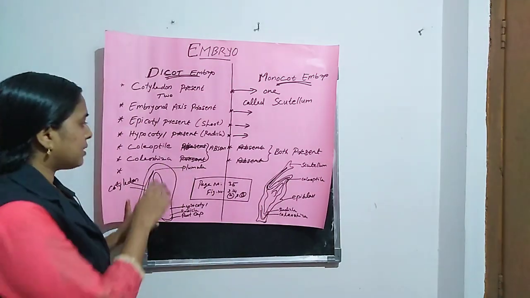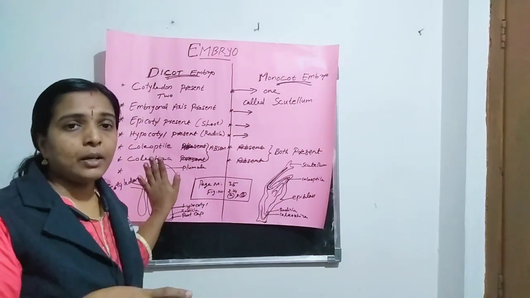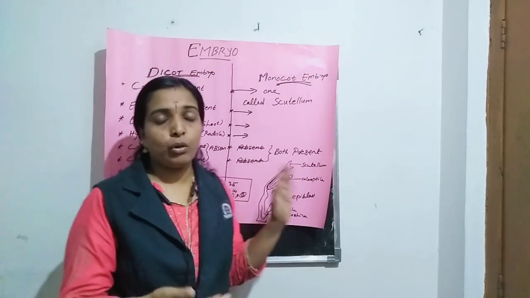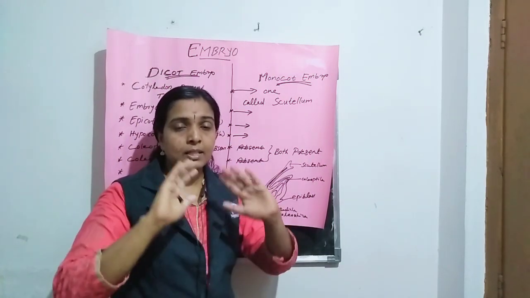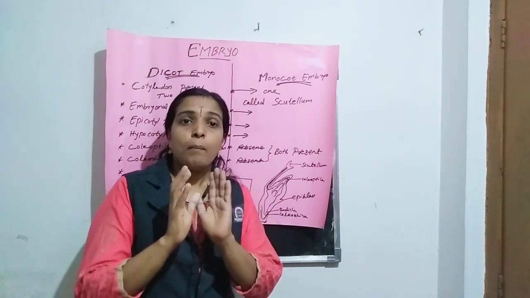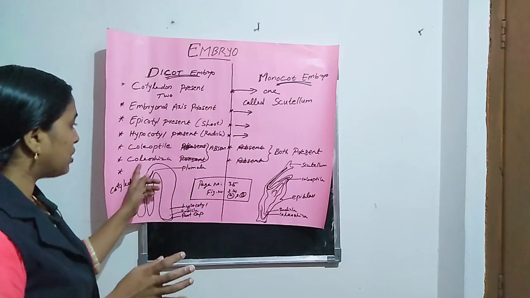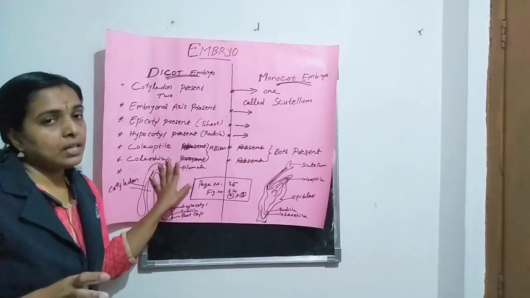Coleorhiza means R is here. Coleorhiza is absent in dicot and present in monocot. What is coleorhiza? An undifferentiated sheath-like structure that covers the radicle portion of the monocot embryo. That is what is coleorhiza. These two structures are found only in monocot, absent in dicot.